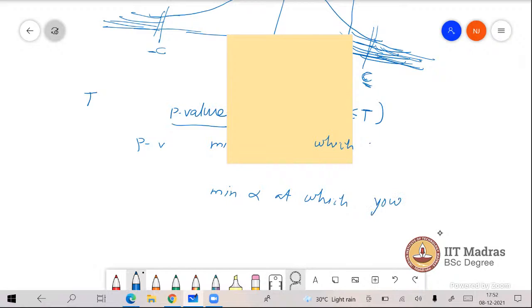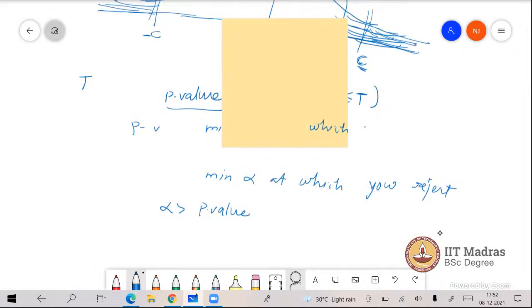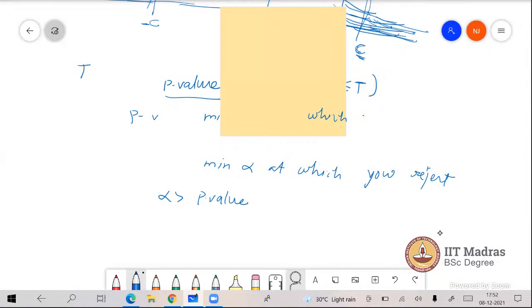So what do you understand by this statement? What if I take alpha greater than P value? Then what will happen? You will accept. If I take alpha greater than P value, reject, right? Reject, since this is the minimum significance level at which you reject. If alpha I am taking is less than P value, then I am going to accept.